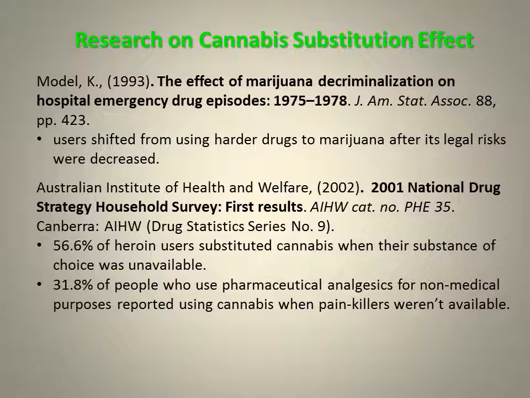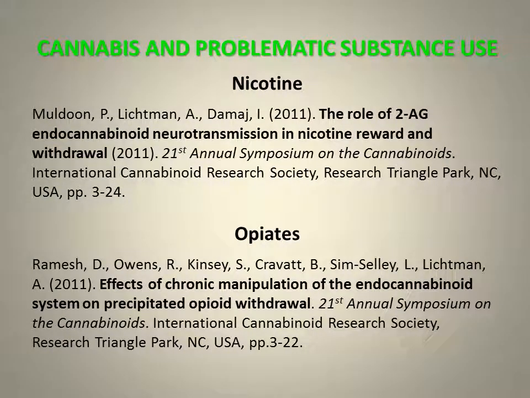An examination of hospital drug episodes in 13 U.S. states that decriminalized the recreational use of cannabis in the 1970s, Karen Model found that users shifted from using hard drugs to marijuana after its legal risks were reduced. Findings from Australia's 2001 National Drug Strategy Household Survey specifically identify substitution effect, indicating that 56.6% of heroin users substituted cannabis when heroin was unavailable. The survey also found that 31.8% of people who use pharmaceutical analgesics for medical purposes turned to cannabis when painkillers weren't available.